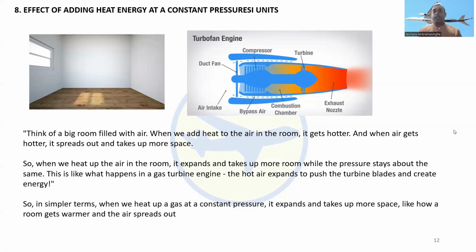You can see the turbofan right here, this is the compressor. The same thing happens in the compressor, and the air intake, bypass air, combustion chamber, exhaust nozzle, and turbine. We will talk about this one later. This is the physics recap, a physics overview in simple form.